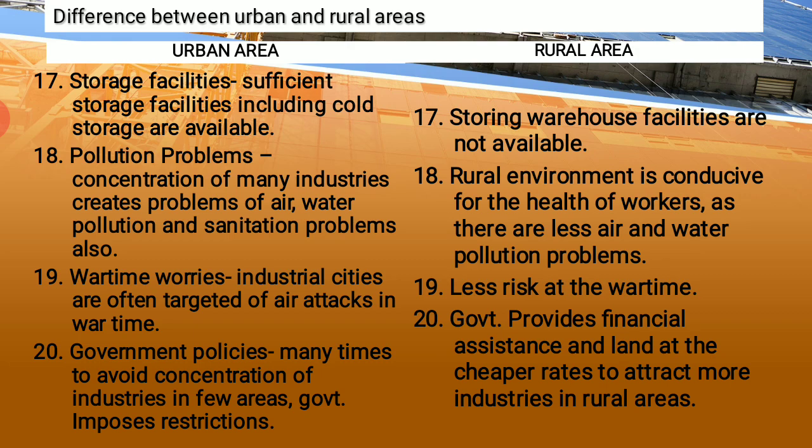That means for the industrial cities, the cities in which the industries have developed quite a large, those are the most targeted areas as far as the air attack is concerned during the wartime, whereas less risk may be faced by the rural area in the wartime, because the enemy may not be very much interested in damaging the rural areas, considering that there may not be industrial backup there, or there may not be industrial development available there, whereas in the city area industrial development is fast, and that becomes a soft target to be hit during the air attacks, especially during the time of war.